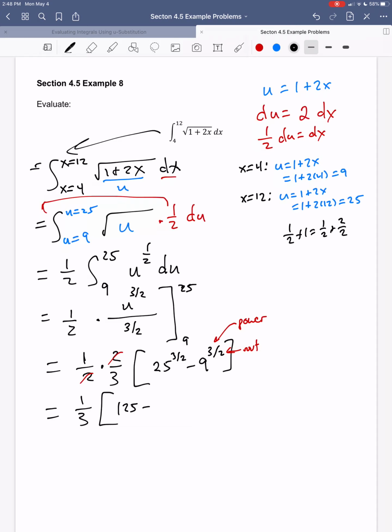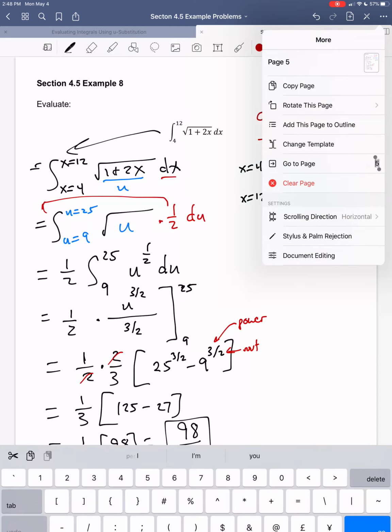The square root of 9 is 3. 3 to the 3rd power is 27. So I get 1/3 times 98, or that would just be 98/3. Okay, so that's the result for that problem. And let's see, I think I've got one more to look at here.